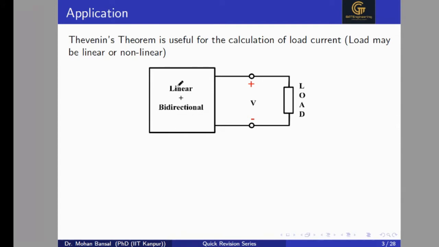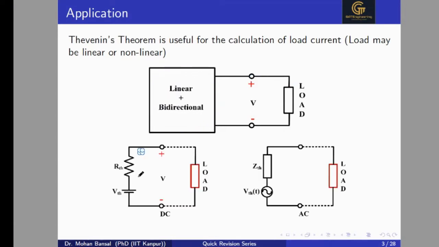This is the linear bidirectional network, and we want to find the Thevenin's voltage and Thevenin's resistance across this load. This is our load terminal. So we'll compute VTH and RTH across this terminal, and we are considering that this consists of several elements and sources. So we can replace this network by a single VTH and RTH. This is the case of a DC network, when we have only resistive components, and the rest of the part is connected as it is to this terminal.